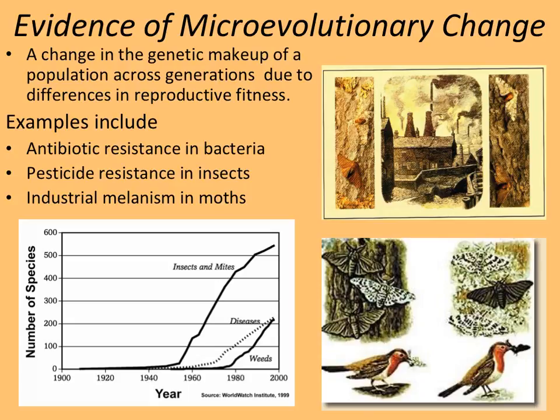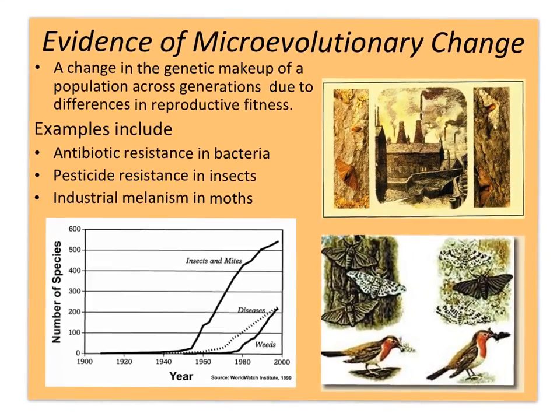So here's evidence of microevolutionary change. And I have a whole bunch of different examples here. So remember, in terms of microevolution, we're looking at populations. That's the main thing. The gene pool, in other words, all the alleles in all the individuals in that population. And certain alleles are more likely to make an individual have higher fitness, in other words, more likely to survive and reproduce.